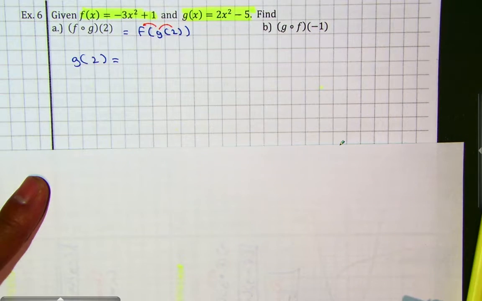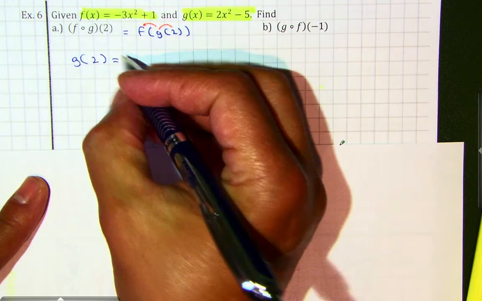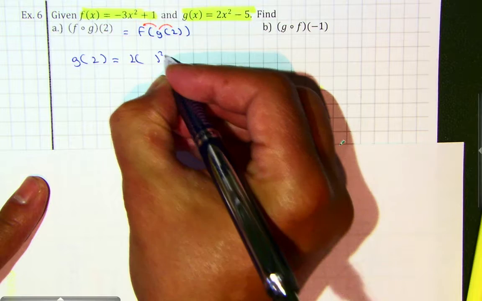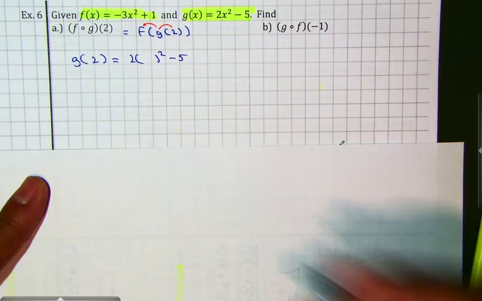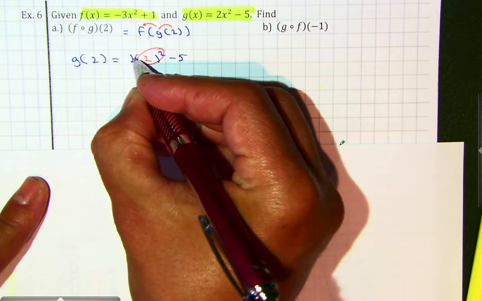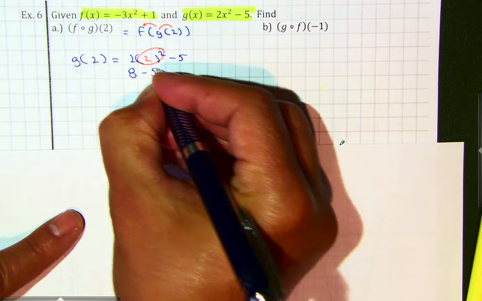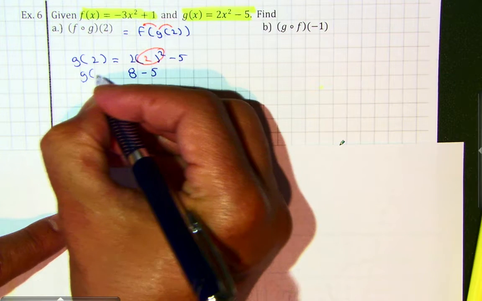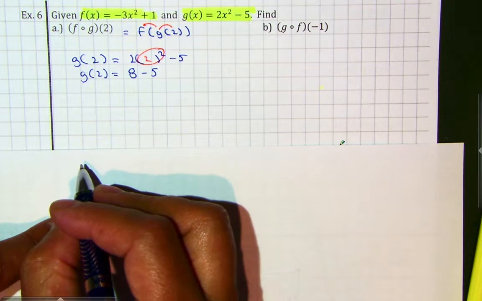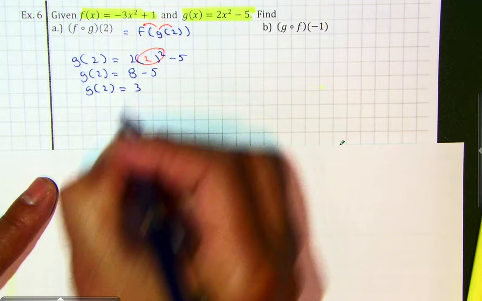That means I'm going to plug in the 2 instead of the x on the g function. So it'll be 2x squared minus 5. And I can simplify. 2 squared is 4 times 2 is 8. So therefore g of 2 is equal to 8 minus 5. So therefore g of 2 will be 3.